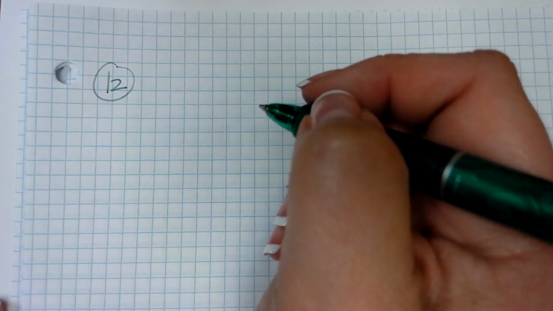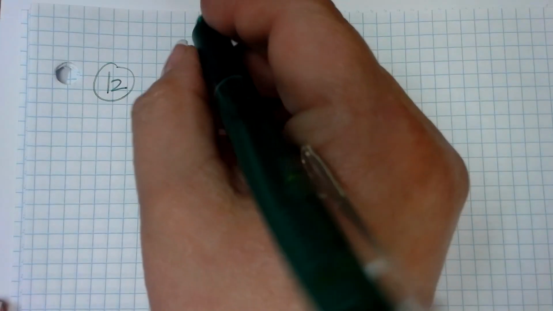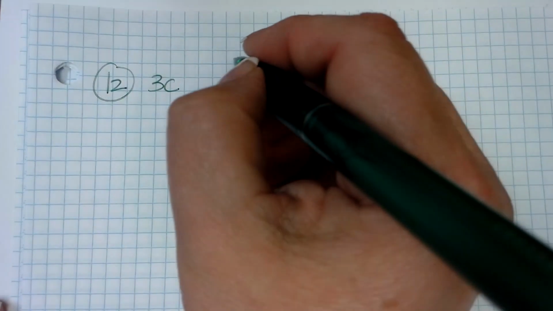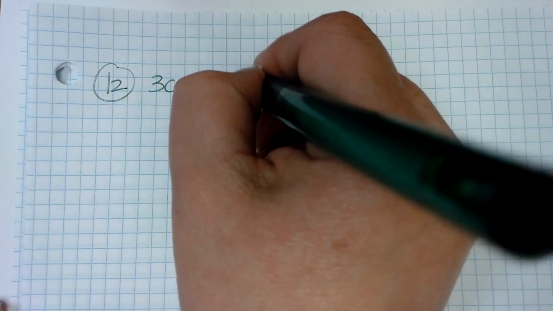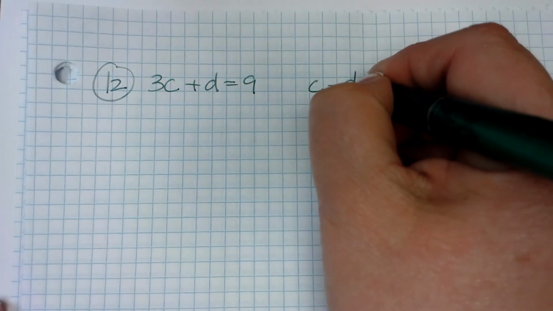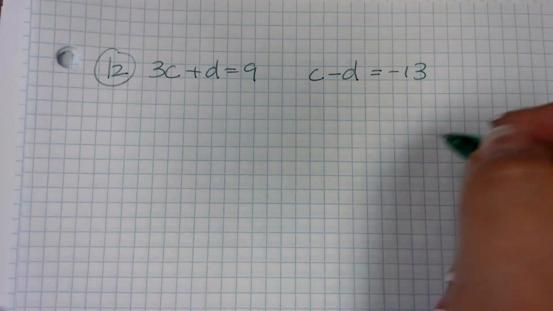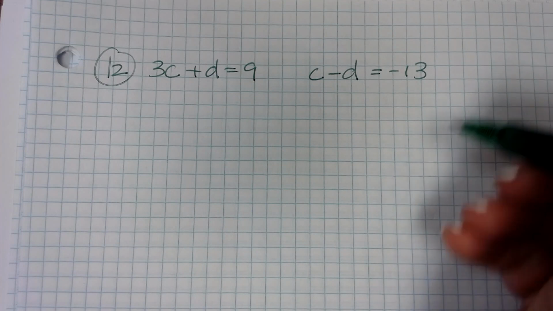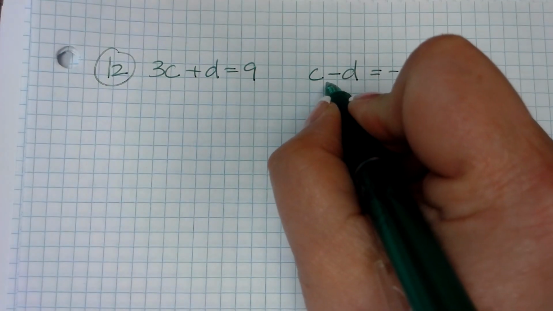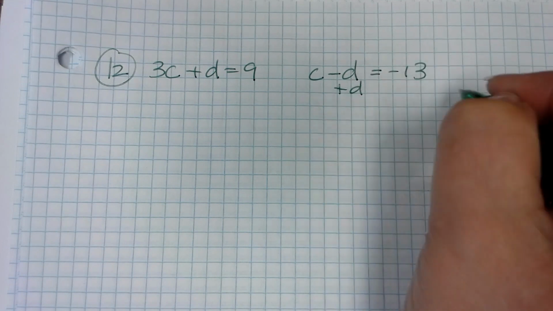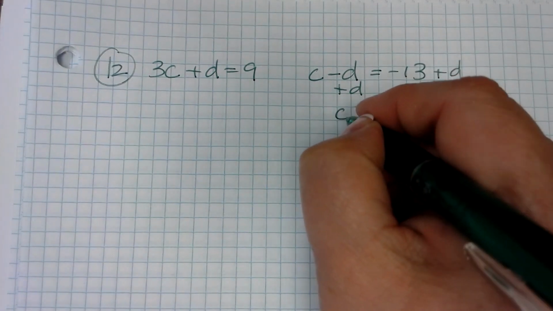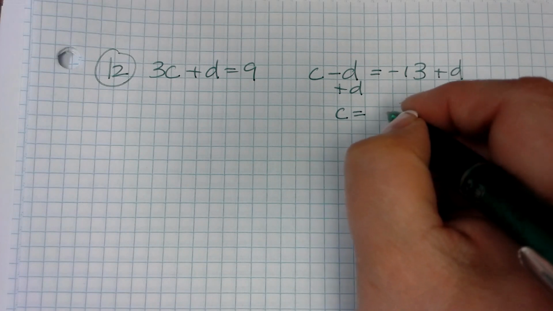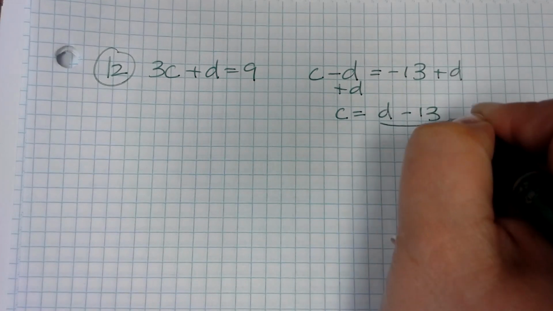But what I'm going to do is go back and go with my gut on number 12. This may not make sense to you because I probably cut out that other problem. But number 12 is 3c plus d is equal to 9, and c minus d is equal to negative 13. So again, we're doing substitution. What I would do here is probably solve this one for c. I'd add that d to the other side, and c would equal d minus 13.